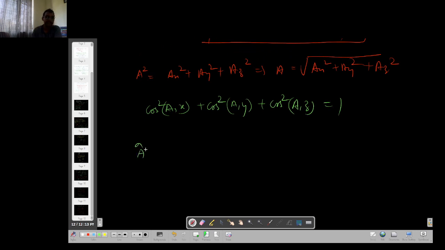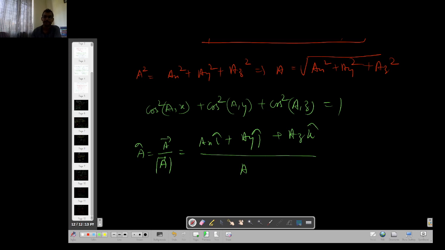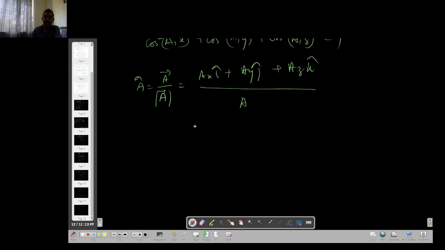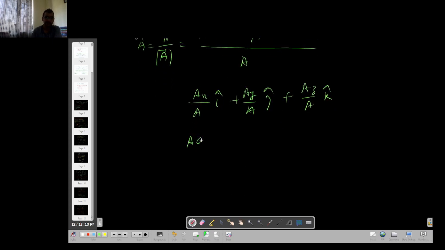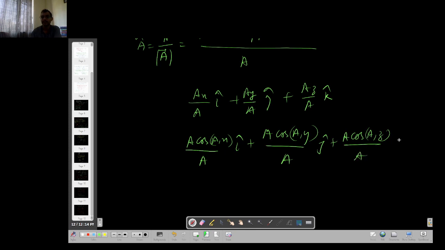Also, let me write down the unit vector. So to write down the unit vector, as I know that a cap is equal to the vector divided by its magnitude, so it can be written as ax i cap, ay j cap and az k cap divided by a. So it is ax over a, ay over a j cap and az over a k cap. So what is ax? Ax is equal to a cosine of the angle between a and x, so ax over a i cap, ay over a j cap, az over a k cap.